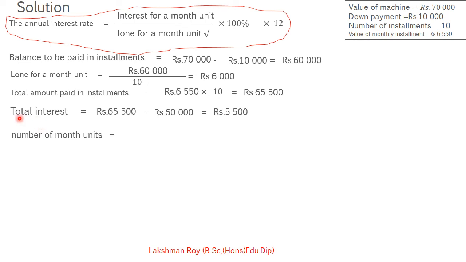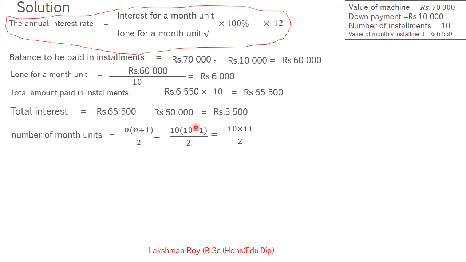So to find the total interest, you need the number of month units, right? So what is the formula? n into n plus 1 divided by 2. What is n here? n is the number of installments, which is 10. So you can put n as 10, and then that can be simplified easily.